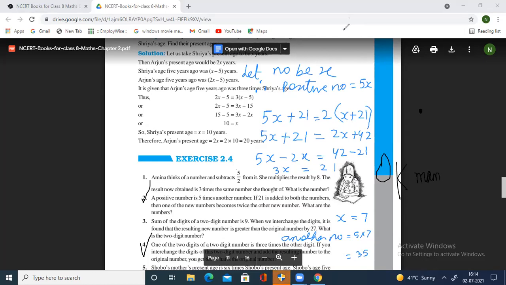Okay, Mahika, I can see you annotating. You have understood. So please write the solution, then I will tell you the fourth one also. Okay, so I am erasing it.